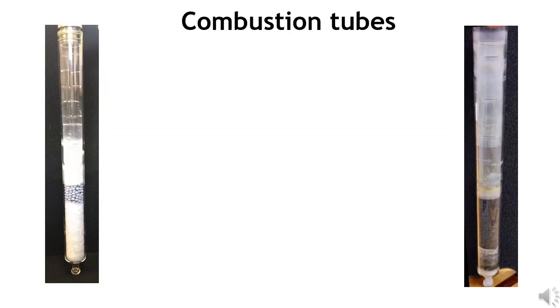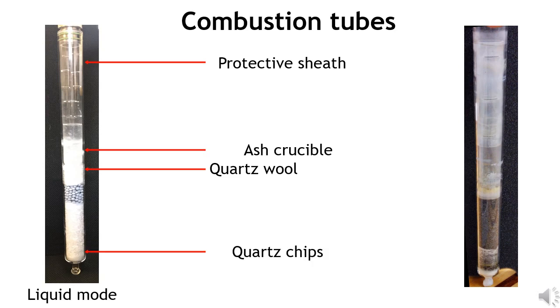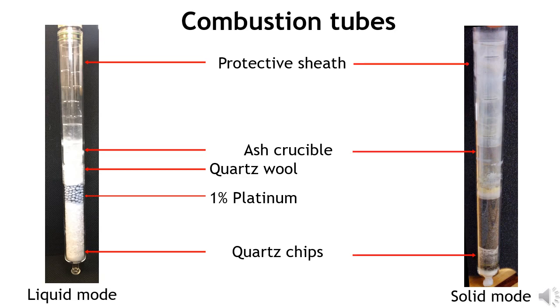These are the combustion tubes which fit into the furnace. The combustion tube in the liquid mode contains the following components: a protective sheath, an ash crucible, quartz wool, quartz chips, and 1% platinum catalyst. In the solid mode, the combustion tube components are the same as in liquid mode. However, the catalyst is copper oxide.